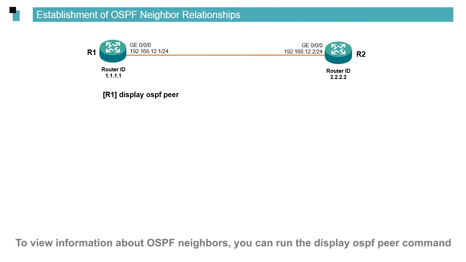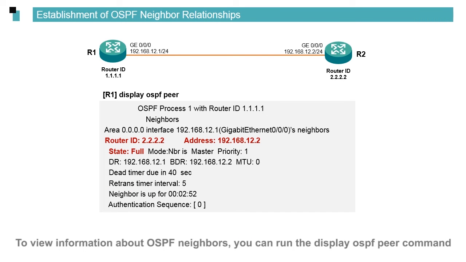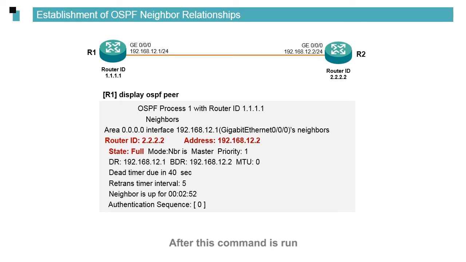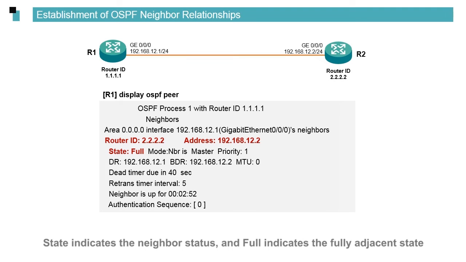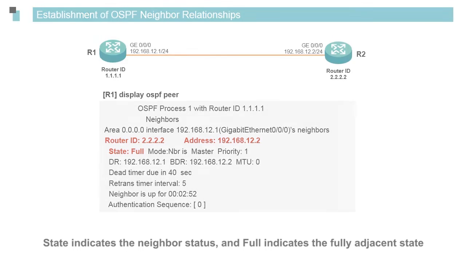To view information about OSPF neighbors, you can run the display ospf peer command. After this command is run, the neighbors discovered on all OSPF activated interfaces and the neighbor status are displayed. Focusing on the fields marked in red in the command output, Router ID indicates the neighbor's router ID, Address indicates the neighbor's IP address, State indicates the neighbor's status, and Full indicates the fully adjacent state.